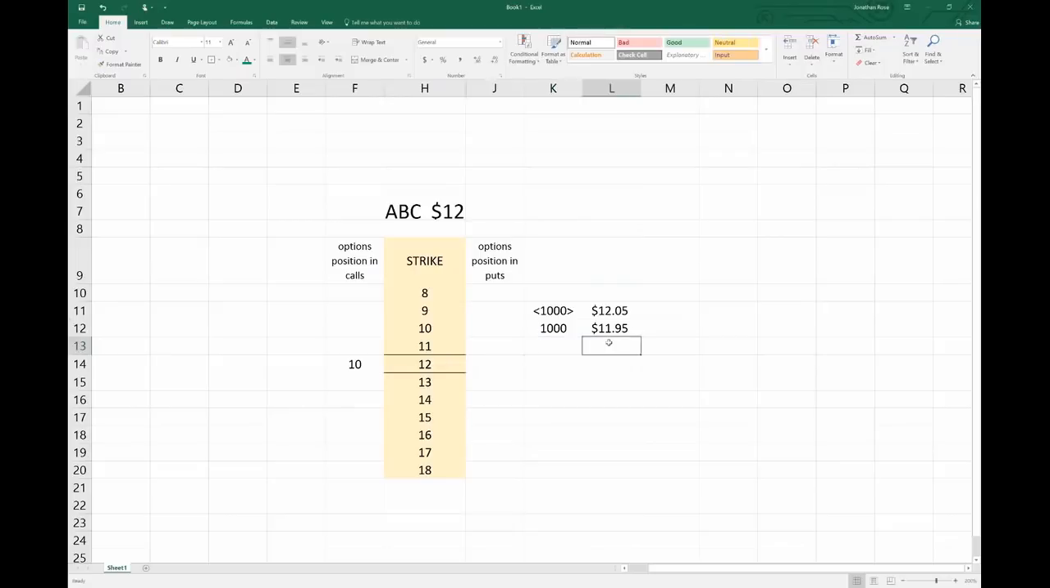And now if this goes up to 12.05, what do I have to do? I got to sell 1,000 shares. And this is gamma. That's all gamma. The fact that it's moving with 1 minute to go before expiration like this is all because of gamma. Stock at 11.95, the delta is going to be 0. At 12.05, the delta is going to be 1.